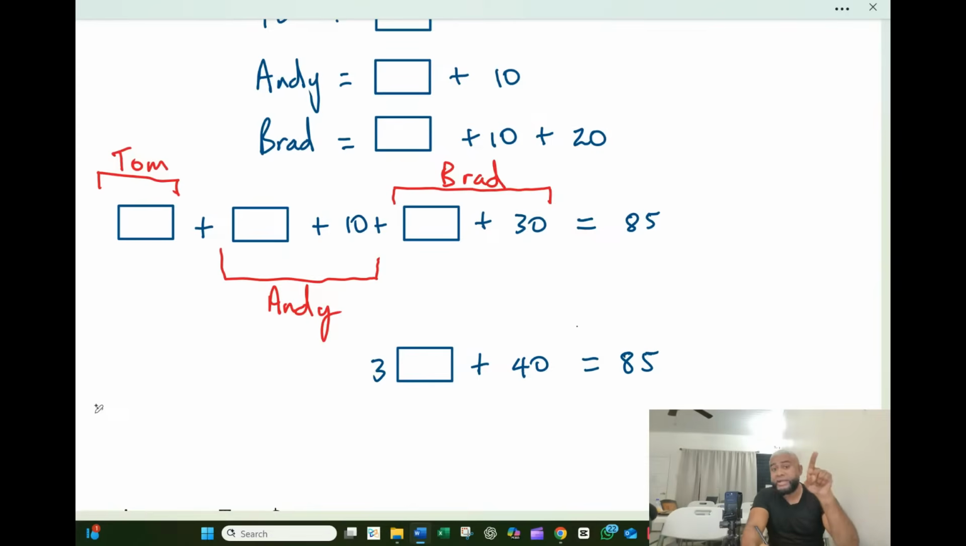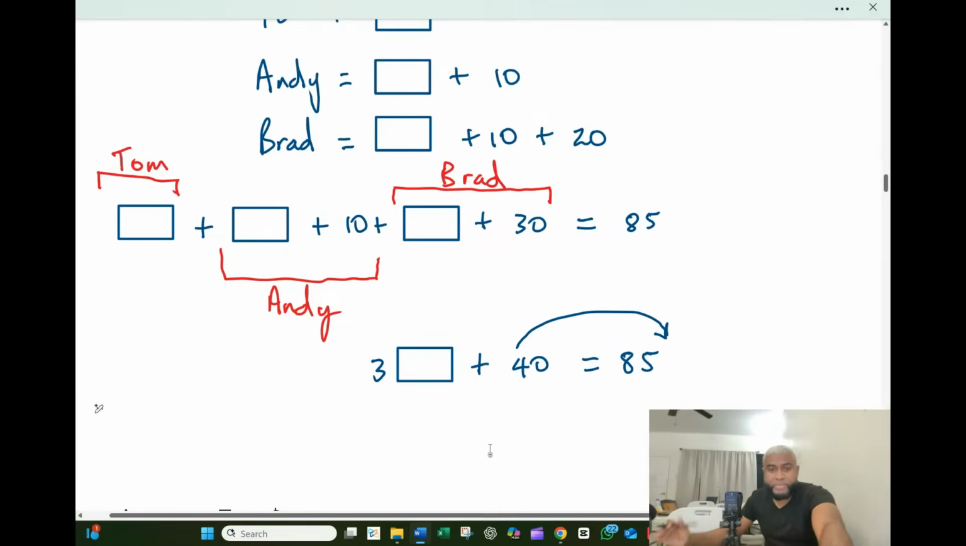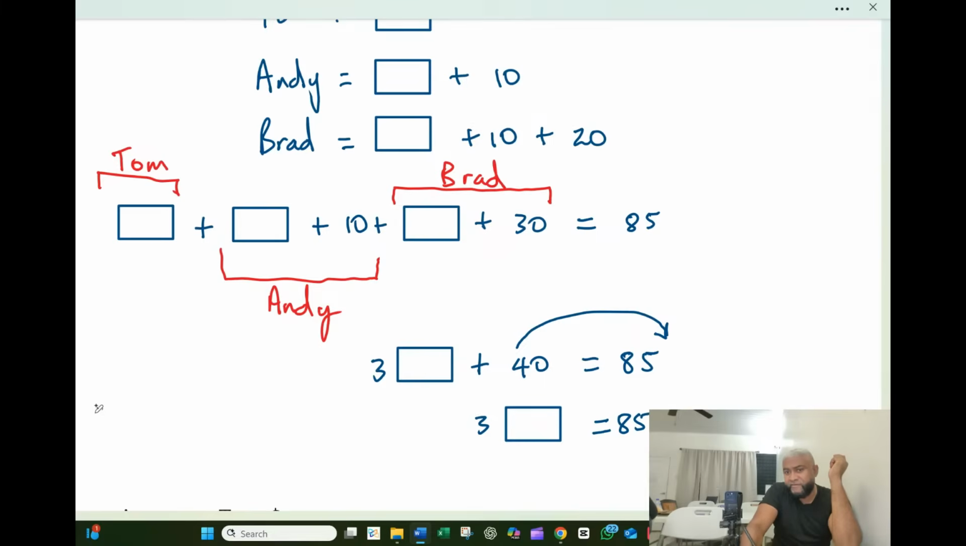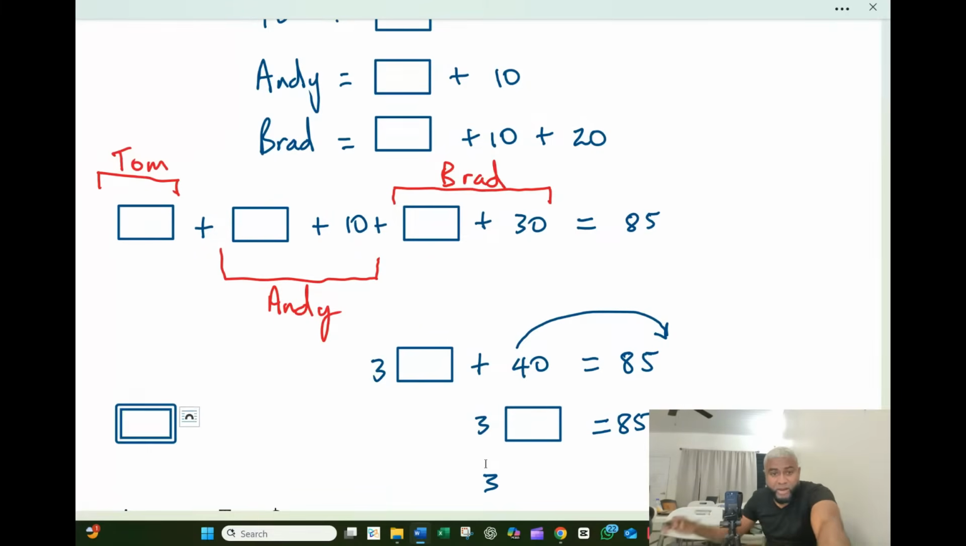So here we're going to take this 40 and do the opposite of add on this side, which is to minus. So we still have 3 boxes here, right? So 3 boxes would be equal to 85 minus 40. In high school, we say what operation you do on one side, you do the opposite on the other. So if you add on the left-hand side of the equal sign, you subtract on the right, okay?